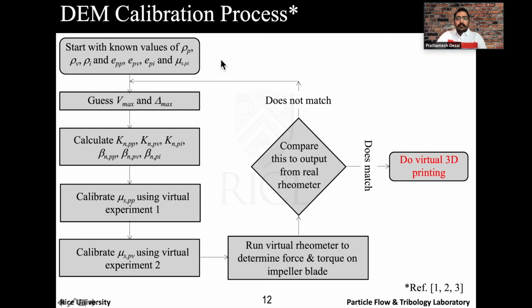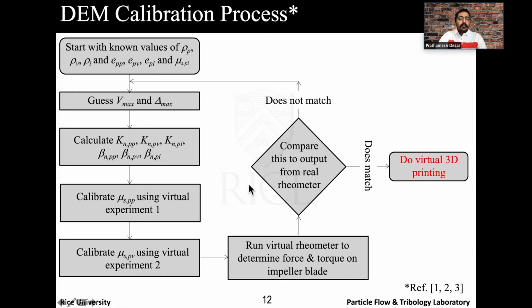So in this particular case, we developed a calibration process where we start with some known values of particle density, E, which stands for coefficient of restitution, and friction coefficient. Then we iteratively tune the k's and betas and mu's of the system for various collisions involved. There are three types of collisions: particle-particle collision, particle-solid geometry collision, and solid geometry is further divided into collisions with the impeller blade, with the cylindrical vessel, and with the spreader surface.